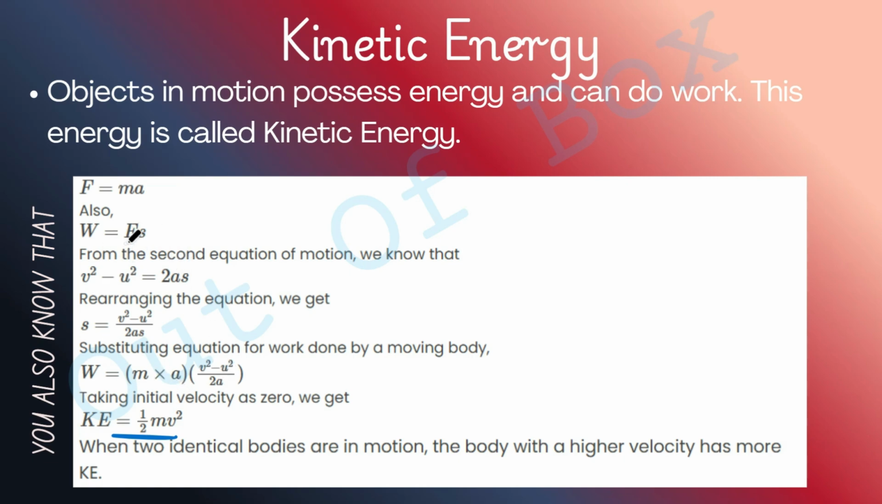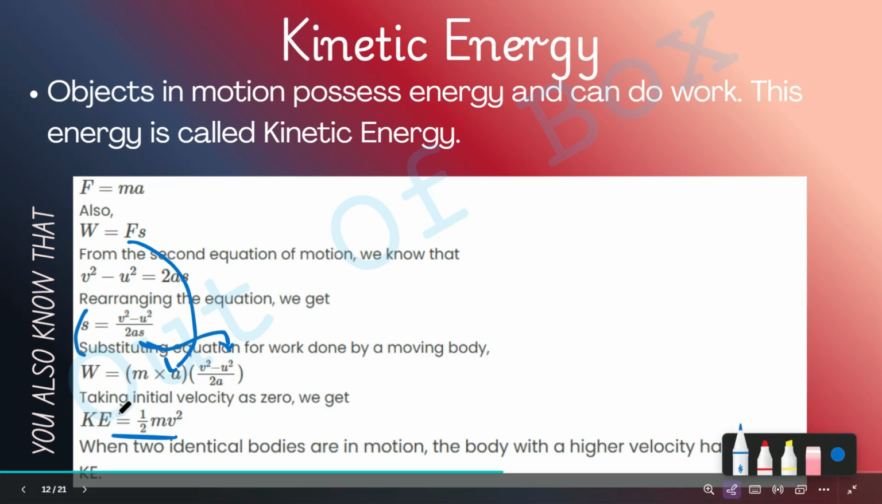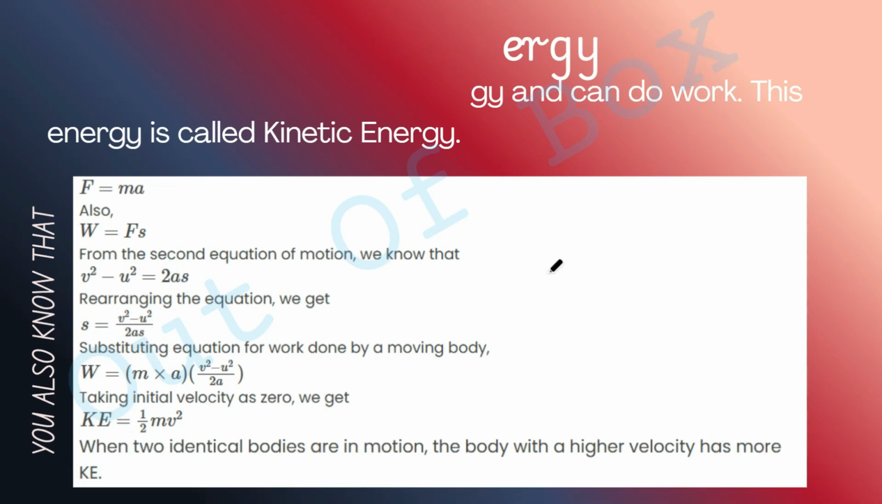So F here is ma, and s here is v square minus u square by 2a. So the work equals ma into v square minus u square by 2a. Taking the initial velocity as 0, meaning u equals 0, kinetic energy equals half mv square. So I think it is very clear to you.